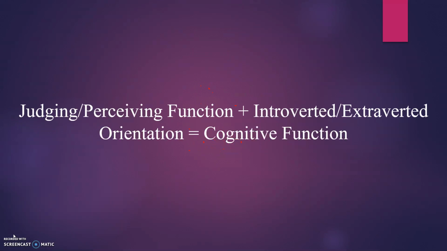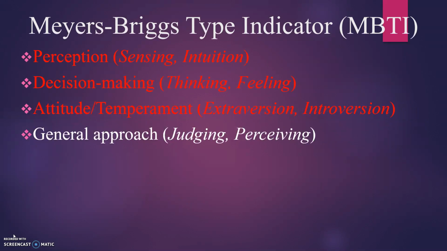So a cognitive function, as you can see, is a judging or a perceiving function. So a T or an F in the judging, or an S or an N in the perceiving, and an introverted or an extroverted orientation. That's what makes a cognitive function. So we have perception, decision-making, attitude, and temperament down.